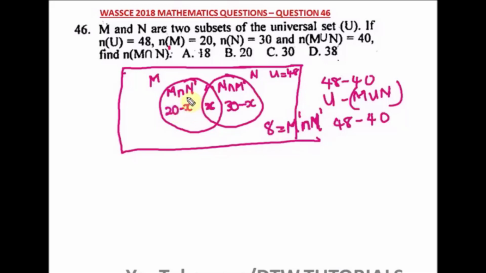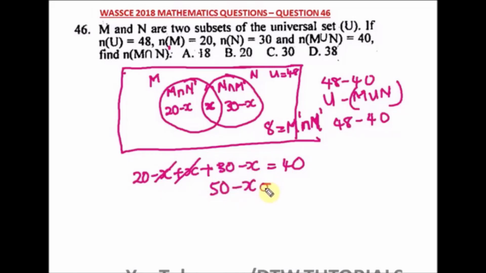So since we've gotten all this, let us move forward. For us to find this, we first of all need to get our value of X. Our question has told us that M union N is equal to 40. That's the addition of 20 minus X plus 30 minus X, which is equal to 40. So minus X and minus X combine, and we are left with 20 plus 30, which gives us 50, minus 2X, equal to 40.